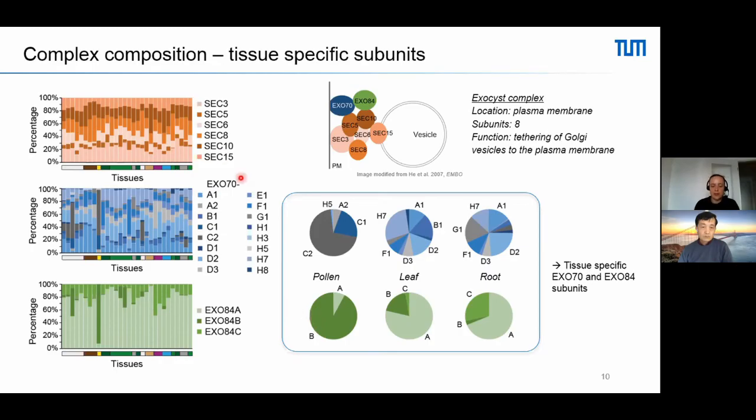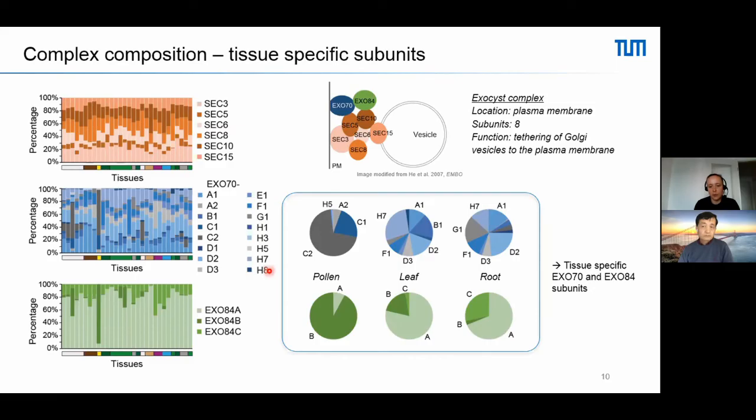For the EXO70 subunit, this is more complicated, but this is a family of 24 different proteins, and we could identify 16 of those in our proteome study. So we can see here that these different proteins exist in varying abundance in the different tissues, but for most of the tissues we have a comparable pattern, with just slight variation. For example, for the root and for the leaf, we have a slightly changing amount of subunits, but in general, the pattern looks similar.